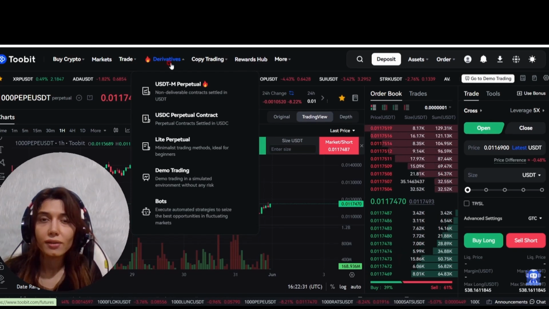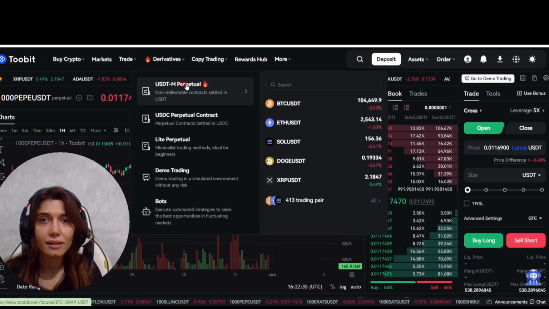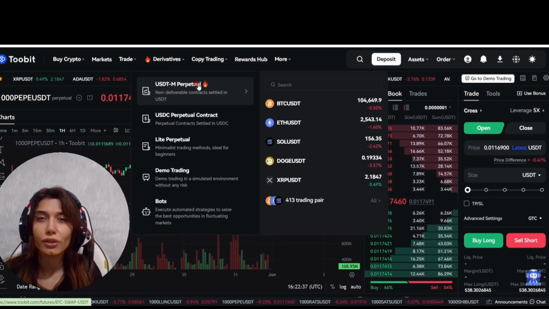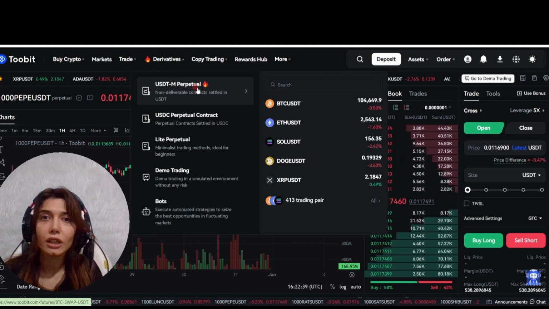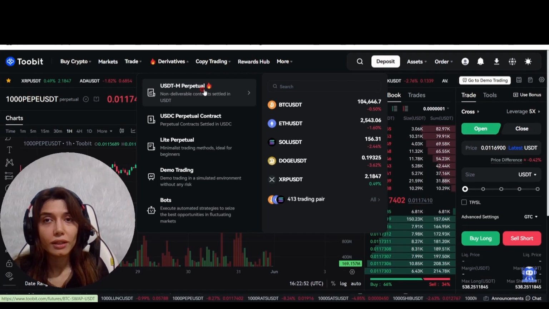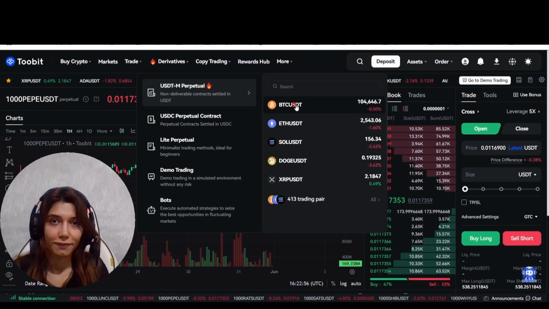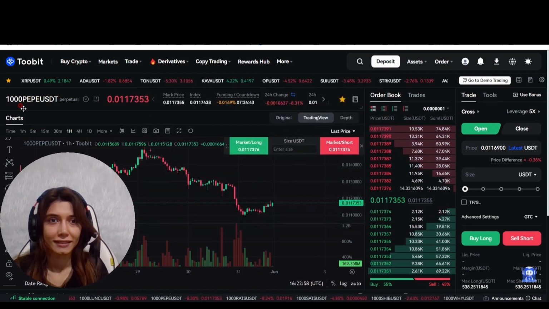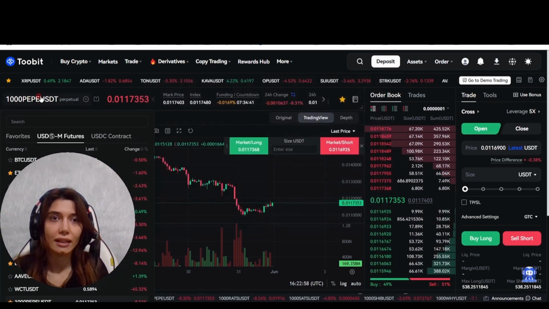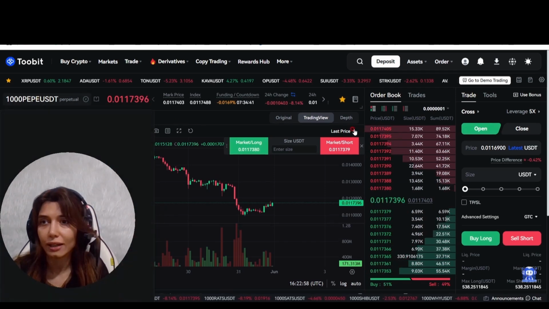So derivatives is the part where we're going to open our positions. USDT perpetual is the futures grid that we use and give signals in. So if you want to open the signals, you go to this part and you enter. I'm currently in, so I can't enter, but you can do it.